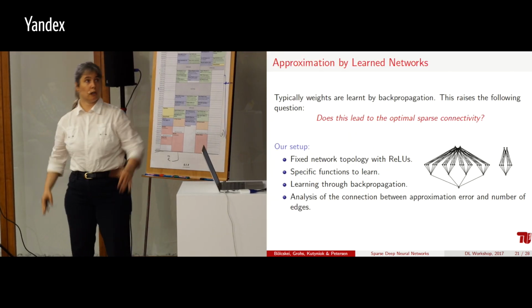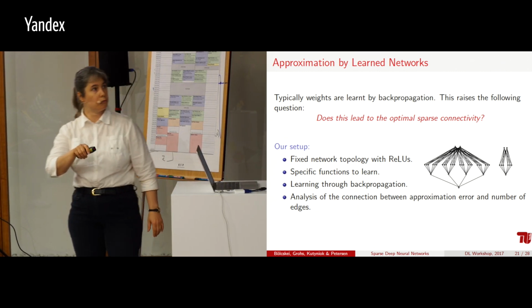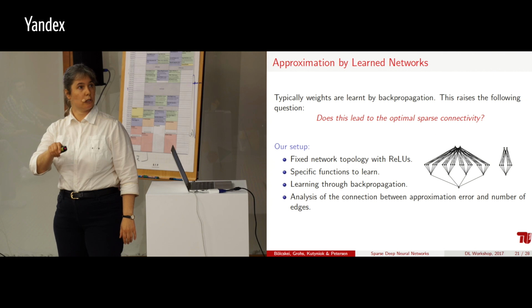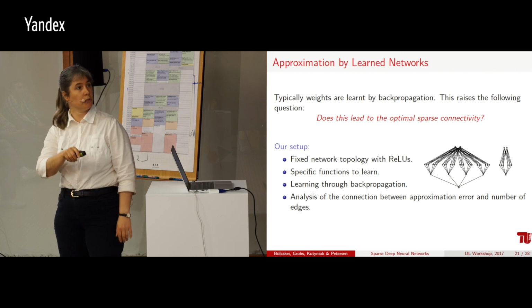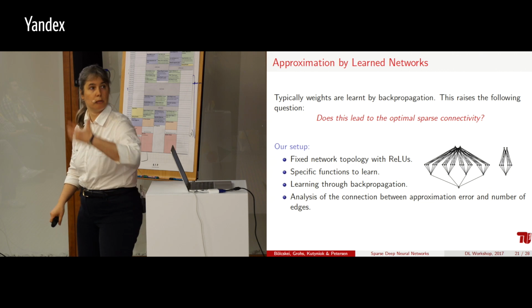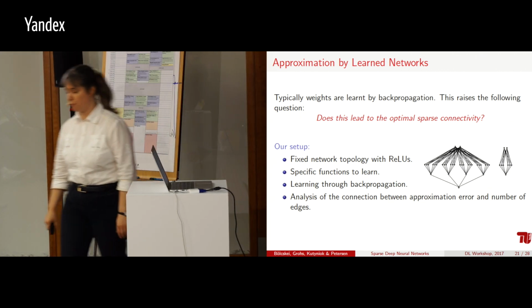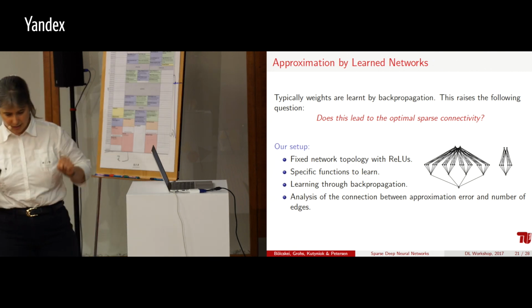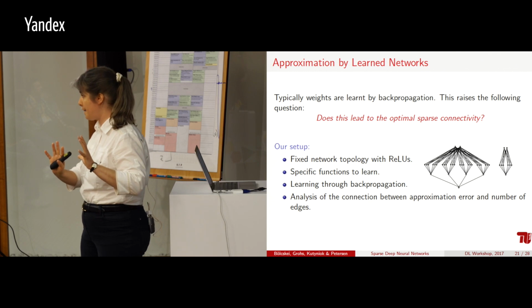So what is our question now? What happens in reality? What we want to do is fix a network topology. We want to take these networks and train them. What we take are ReLUs as a rectifier. We learn through backpropagation, and then we are interested in the relation between the approximation error and the number of edges. Okay, and we want to take, let's say, toy examples, very easy functions, and then see what happens.